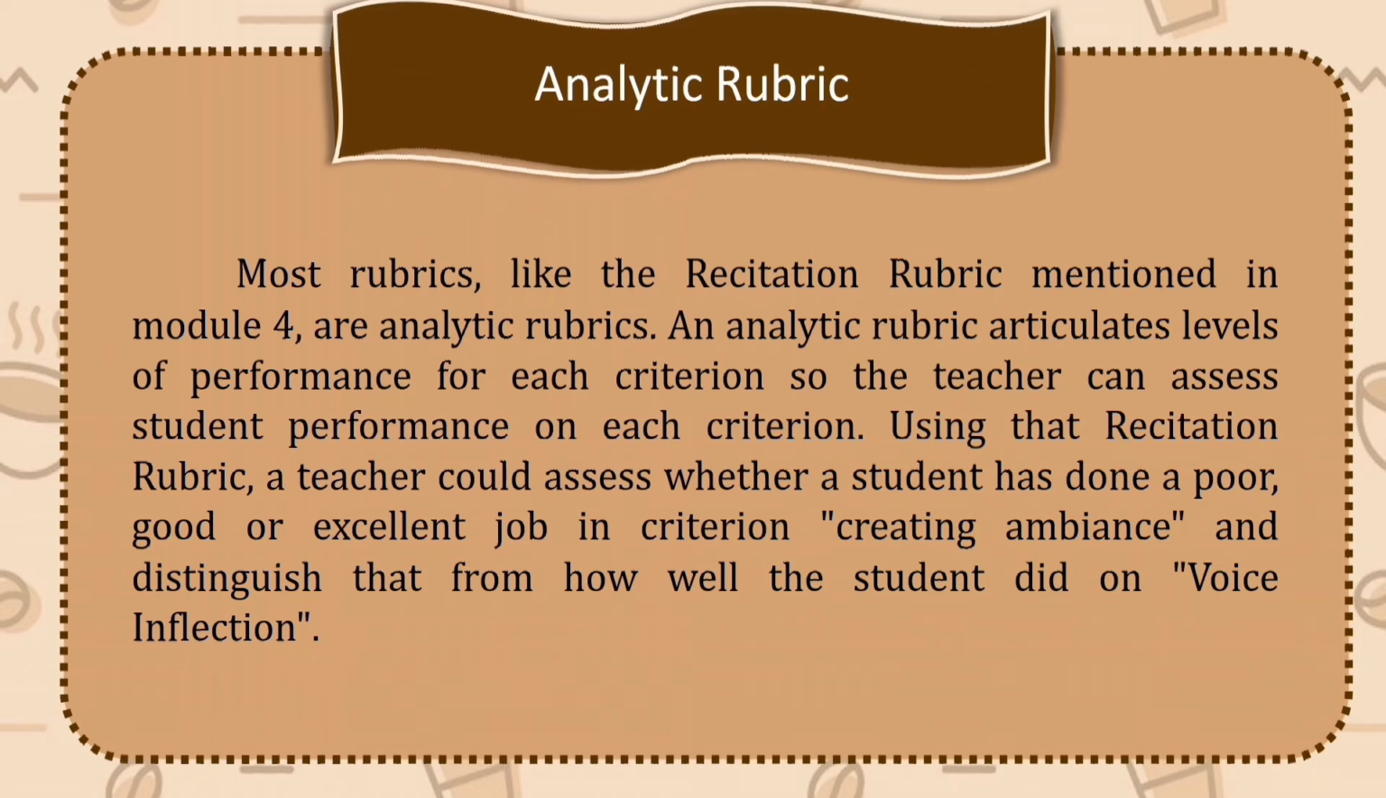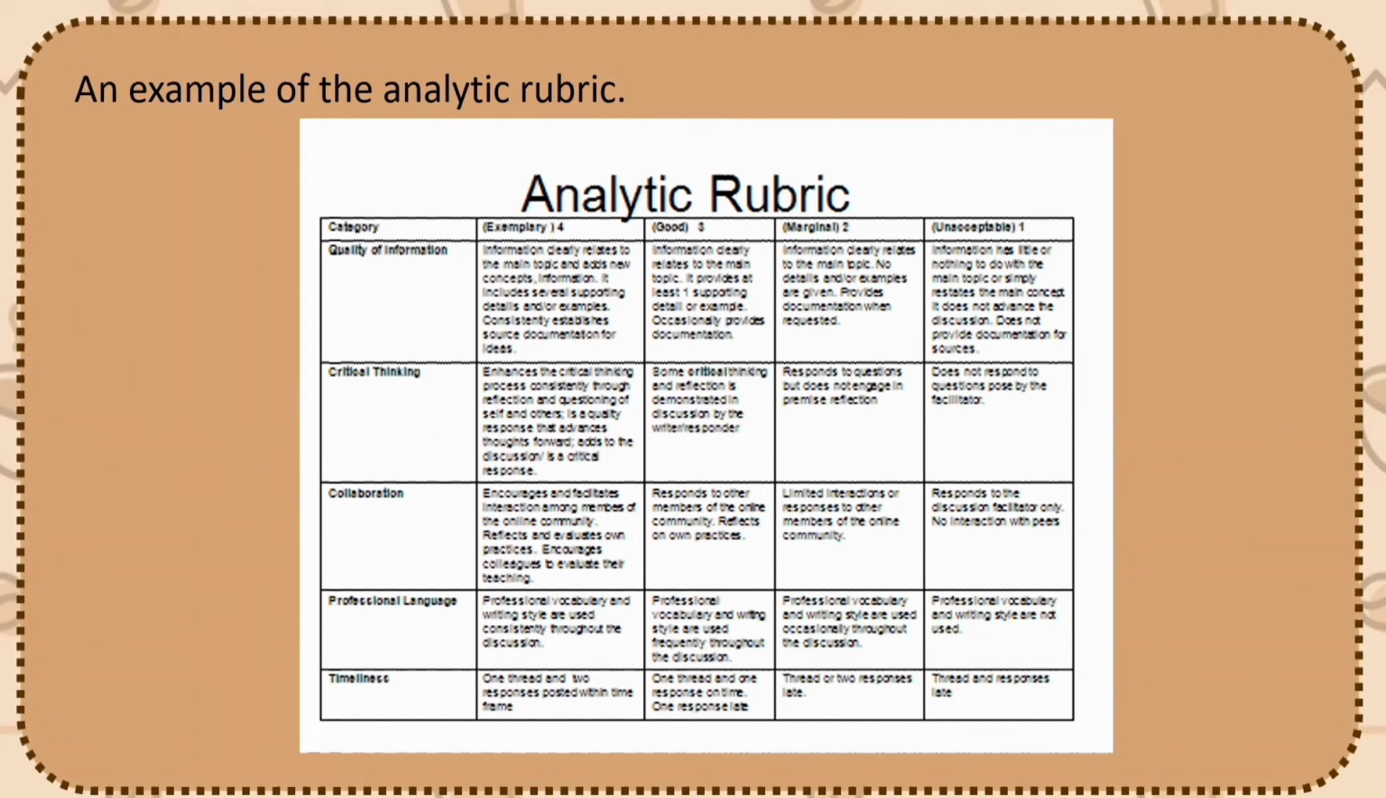Analytic rubric. Most rubrics, like the recitation rubric mentioned in Module 4, are analytic rubrics. An analytic rubric articulates levels of performance for each criterion so the teacher can assess student performance on each criterion. Using that recitation rubric, a teacher could assess whether a student has done a poor, good, or excellent job in the criterion of creating ambience and distinguish it from how well the student did on voice inflection. So students, here is an example of an analytic rubric. Please pause the video and try to read and understand the given example.